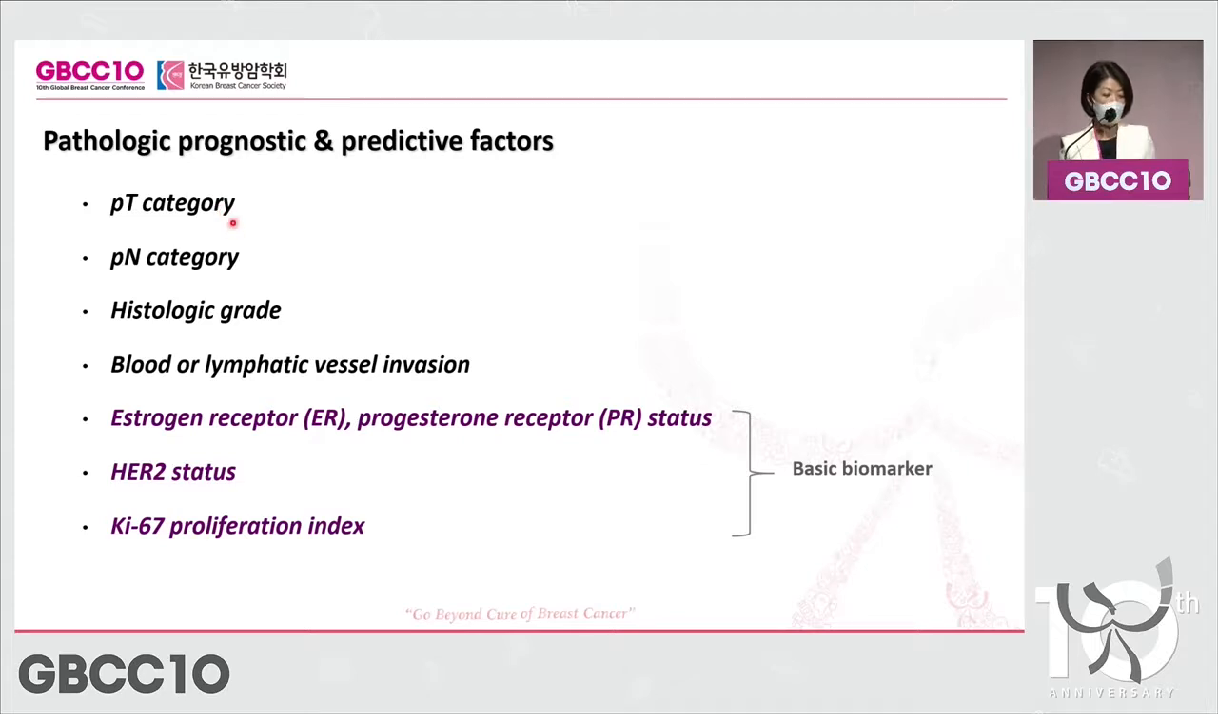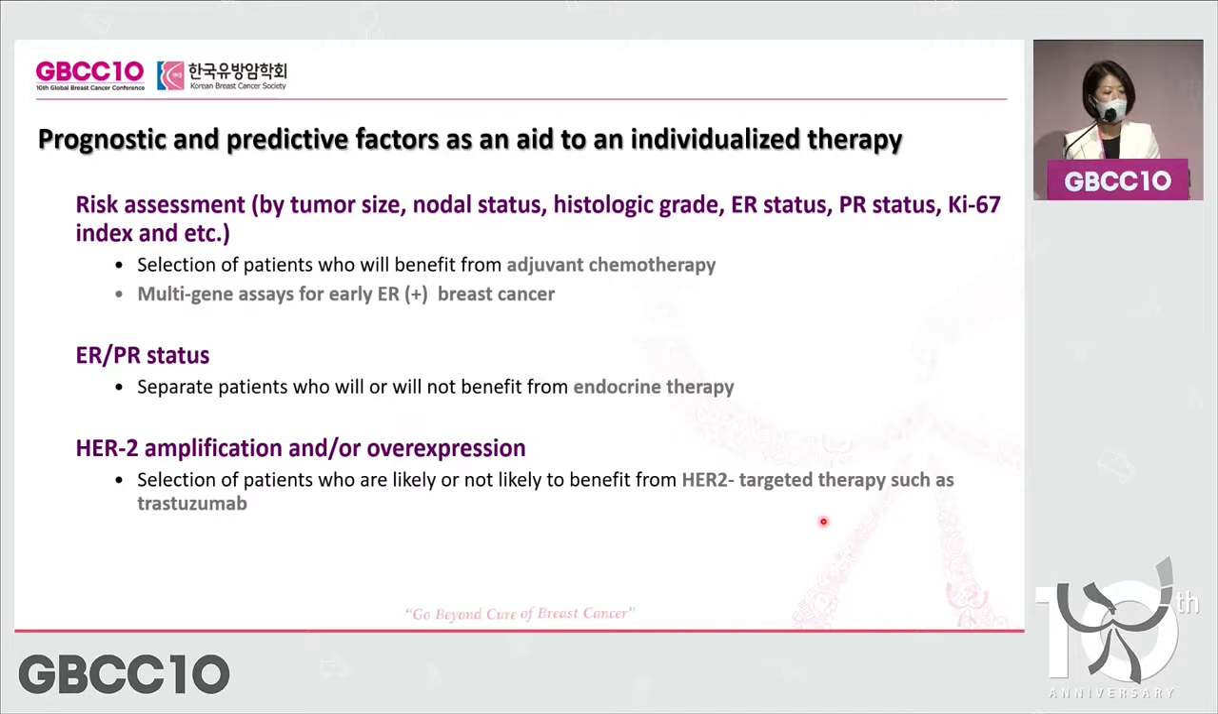So the important things that were mentioned earlier, the T category, the N category, the histological grade, and whether there is invasion in the blood or lymphatic vessels, and ER status, PR status, HER2 status, and other types of basic biomarker evaluation provide information that is very critical in terms of determining the treatment going forward.